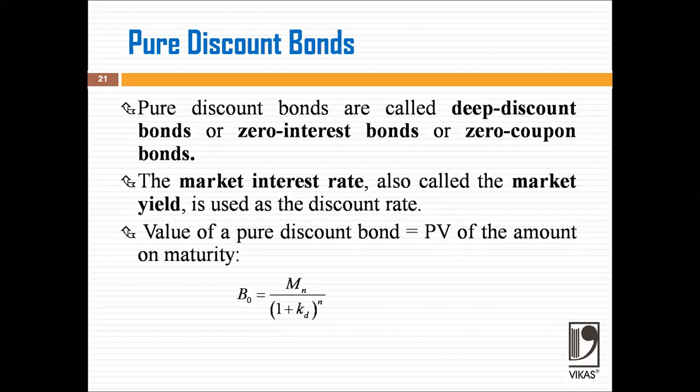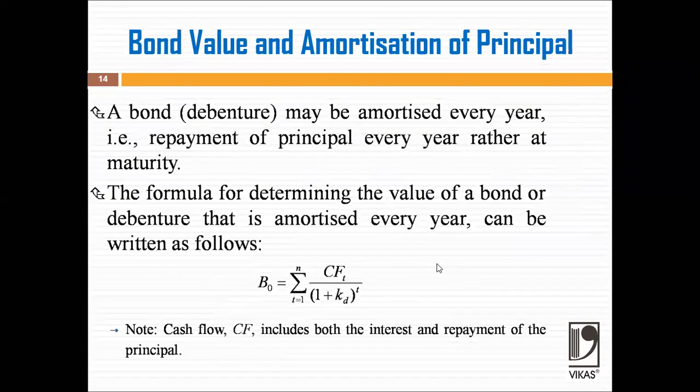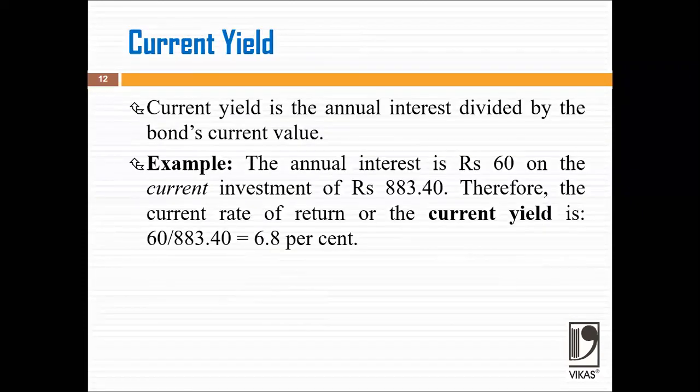The value of a pure discount bond equals the present value of the amount on maturity. You know that it doesn't provide any interest to the investor, the bondholder, until its maturity. He has only one cash inflow, at the time of maturity. So when we look at the formula to calculate a normal bond, it has two things, no?